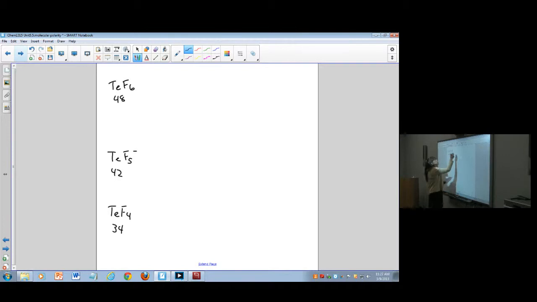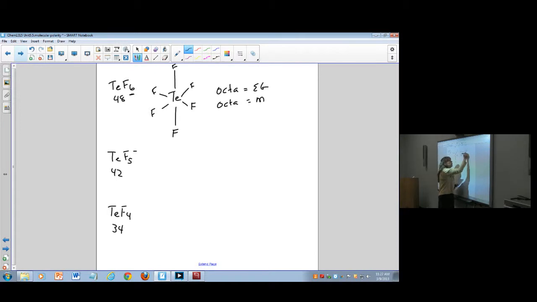So for the tellurium hexafluoride, I know this is octahedral. It has to be octahedral because it has six atoms on it. So I'm going to have an axial atom way up here, an axial atom way out here, and then 4 atoms in the square plane. So all of this is an octahedral electron geometry and an octahedral molecular geometry.